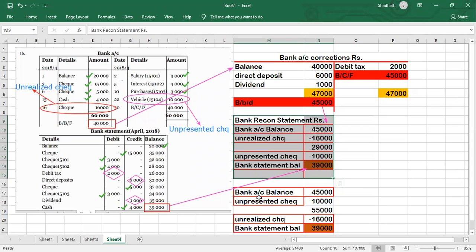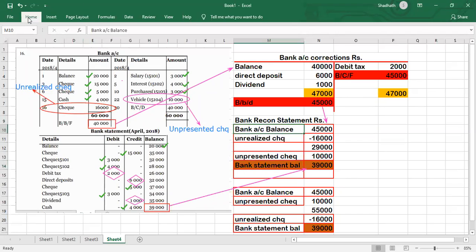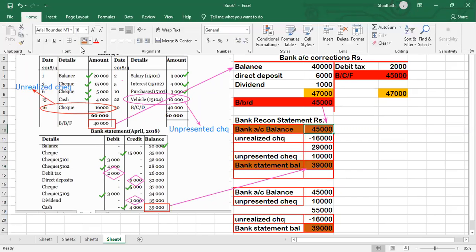You will get marks, but if you forget to write the bank statement balance in this place, then you will lose the marks. You must write the sentence clearly: bank account balance 45,000 and bank statement balance 39,000. Those two details are a must. Format, no problem at all.